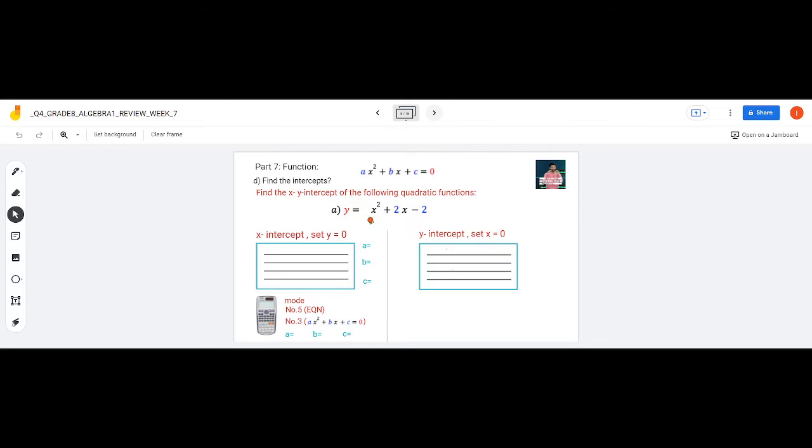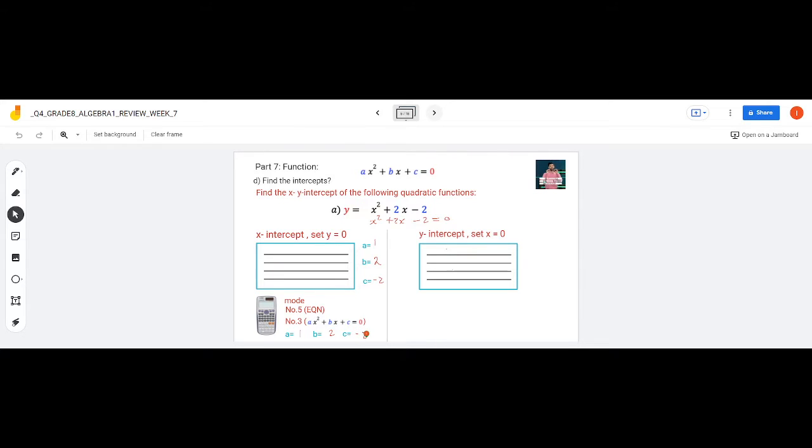So x squared plus 2x minus 2, and then put it equal to 0. And now we can identify our a, our b, and our c. So our a is 1, our b is 2, and our c is -2. So let me just go ahead and put that in.